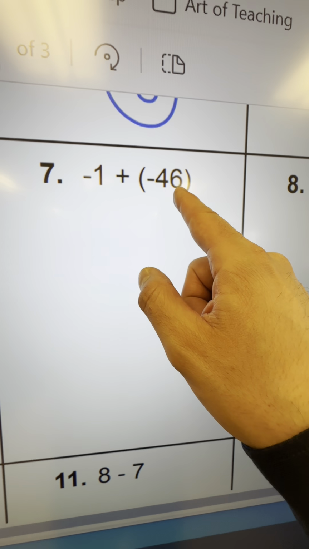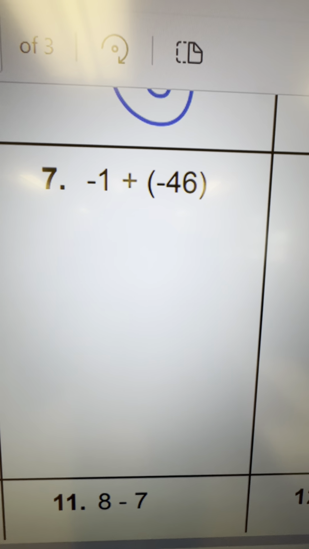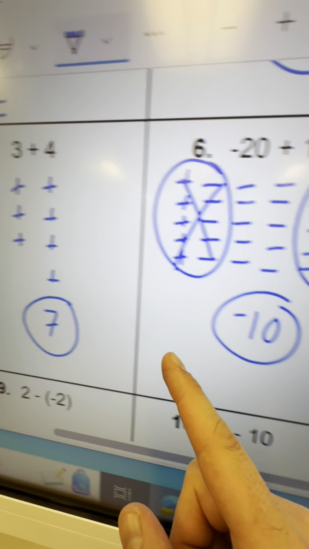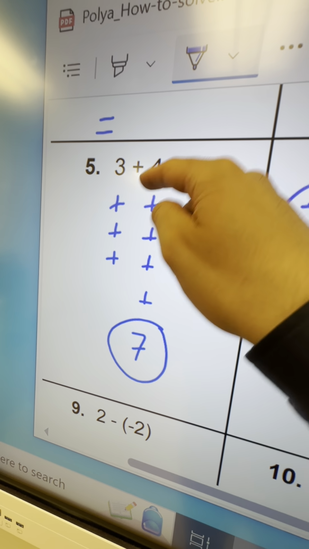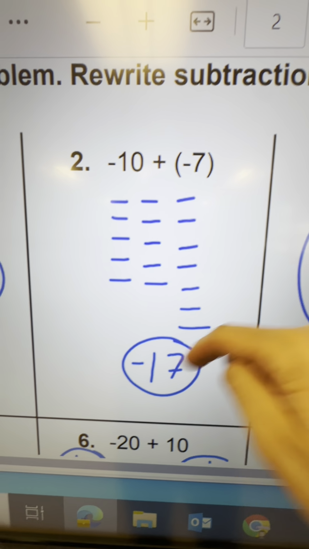All right, so you can see here, this number got pretty big, and it's going to take a long time to draw 46 negatives. But like I mentioned before, when you add positives with positives, you end up with more. Or if you're adding, let's say, negatives with negatives, you end up with more negatives.